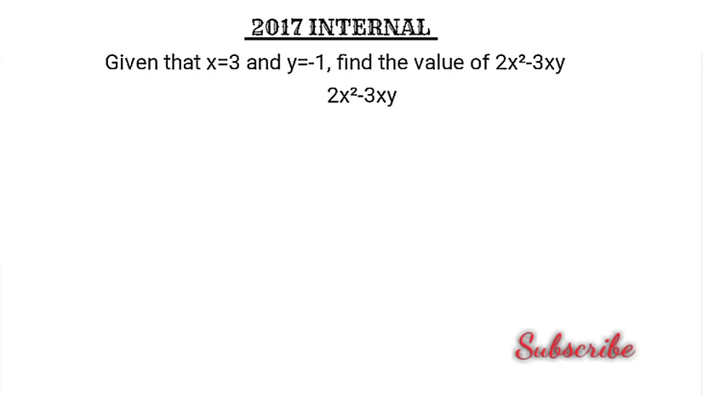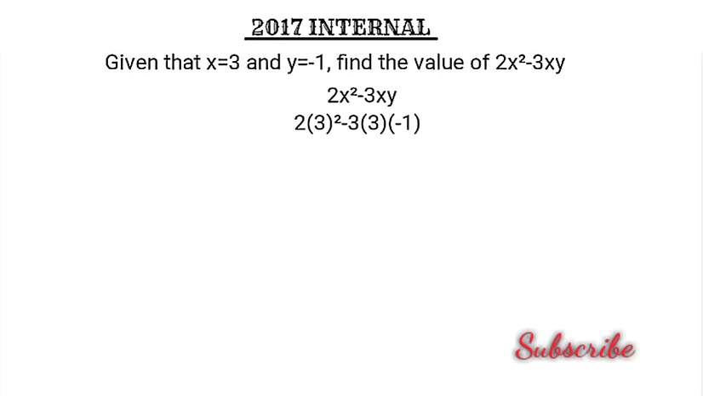So now let me show you how it should be done. What we're going to do is replace the letters by their values. So we're going to write 2 down there. Then what is x? We are told x is 3, so we're going to multiply 2 by 3 raised to the power 2. Then we are going to say minus 3, multiplied by the value of x, which is 3, and the value of y, which is -1.